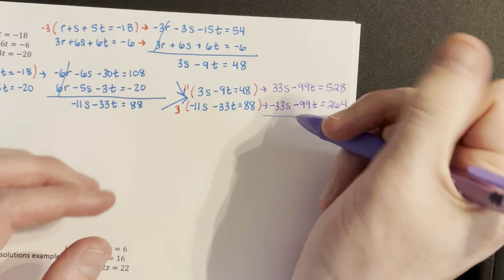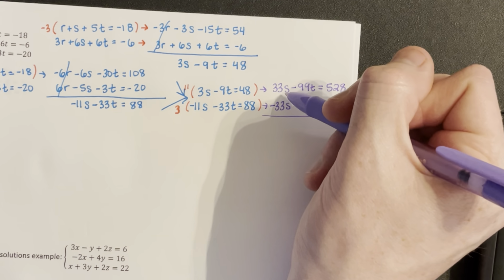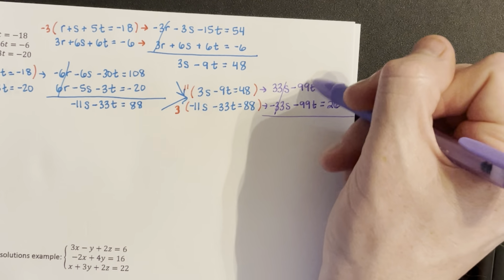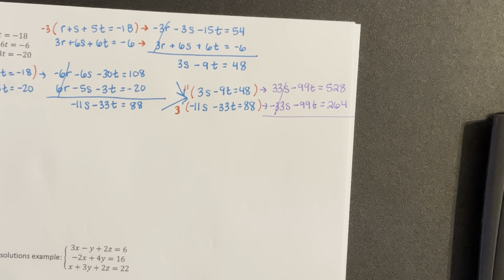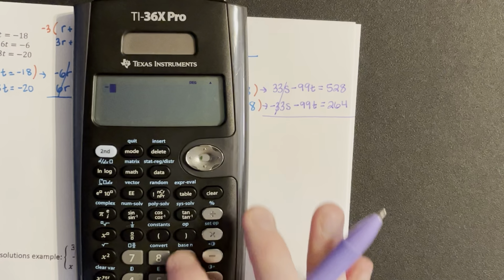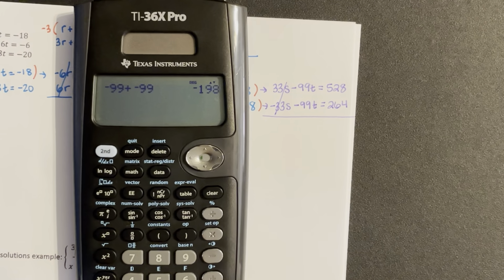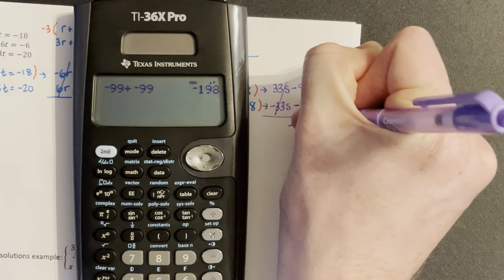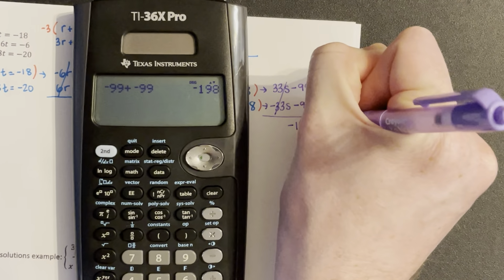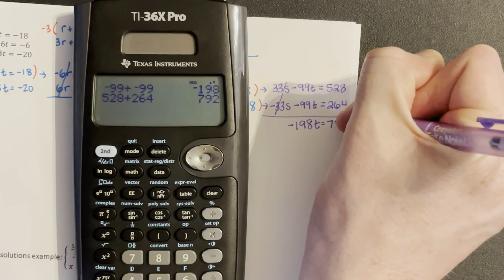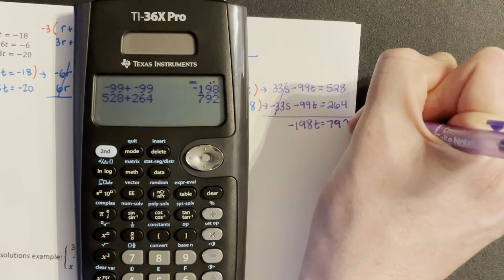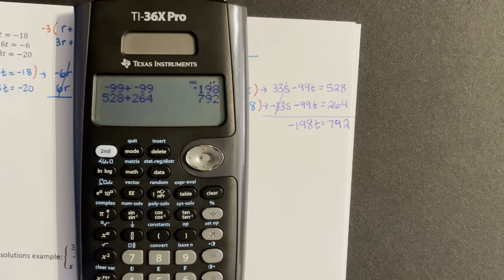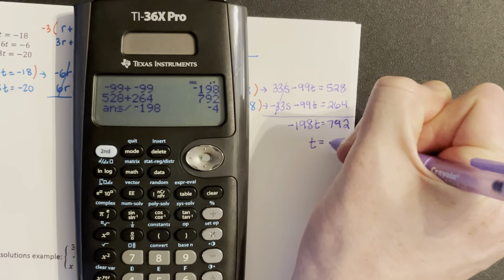Add straight down. When I add, I get 33 and negative 33, which is 0. But this is not 0. Negative 99 and negative 99, you're adding those together. Negative 99 plus a negative 99 is negative 198t. And 528 plus 264 is 792. We're dividing by negative 198. So I'm going to take that answer divided by negative 198. So t is negative 4.